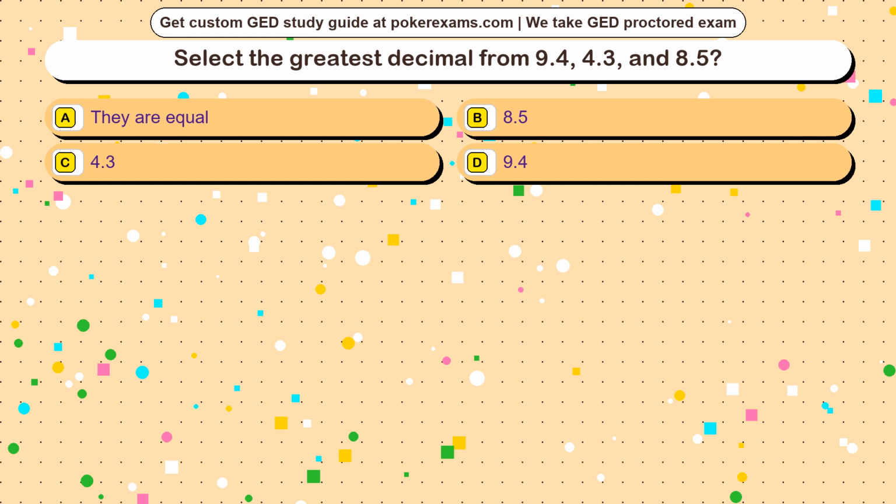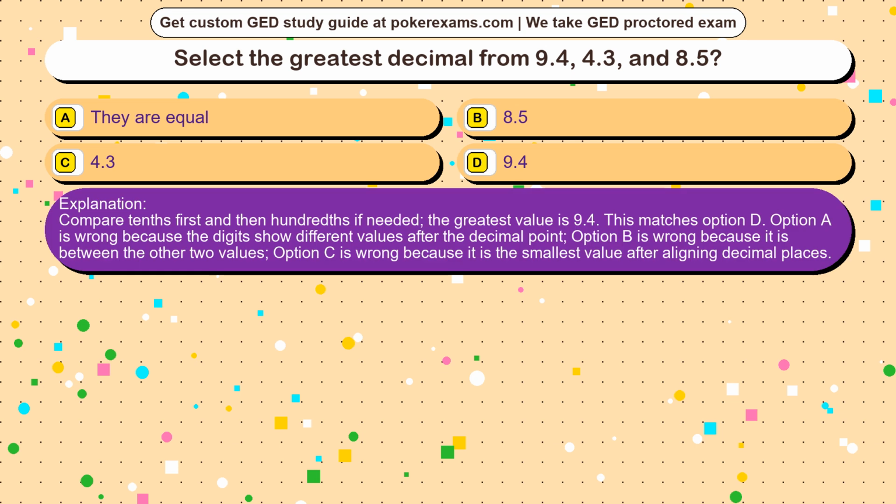The correct answer is option D. Compare tenths first and then hundredths if needed. The greatest value is 9.4. This matches option D. Option A is wrong because the digits show different values after the decimal point. Option B is wrong because it is between the other two values. Option C is wrong because it is the smallest value after aligning decimal places.